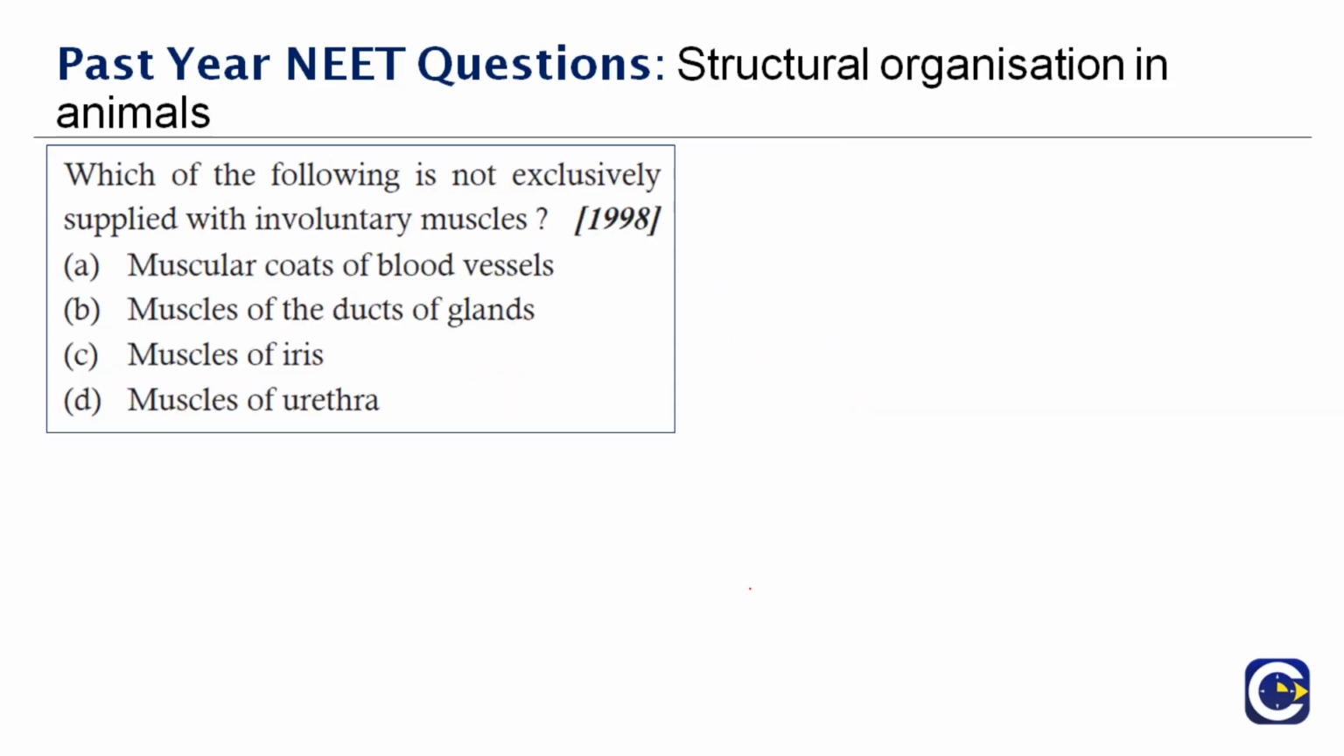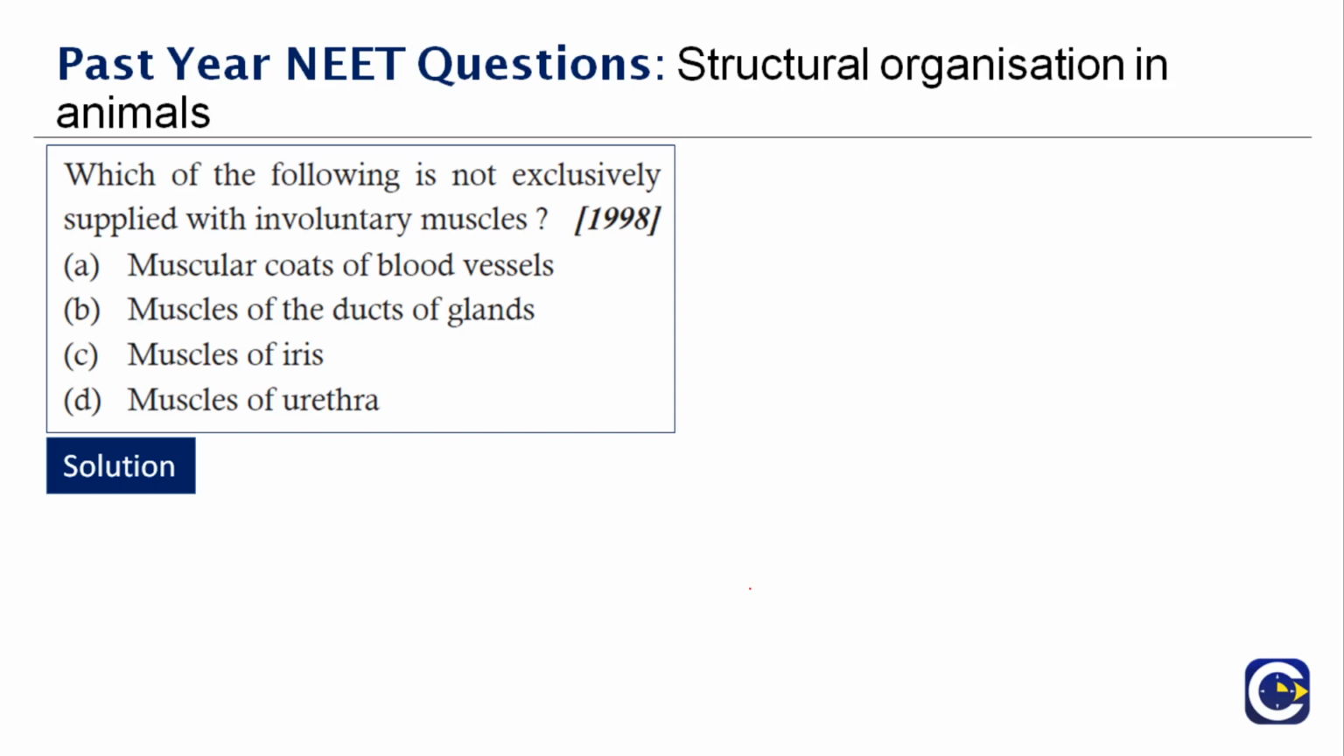Next question here: which of the following is not exclusively supplied with involuntary muscles? Again, this is an easy question for you. What do you mean by voluntary and involuntary muscles? Voluntary means we have to give them pressure. We have to go for the function. If it is involuntary, the action doesn't need any pressure or any external force. It will happen by itself.